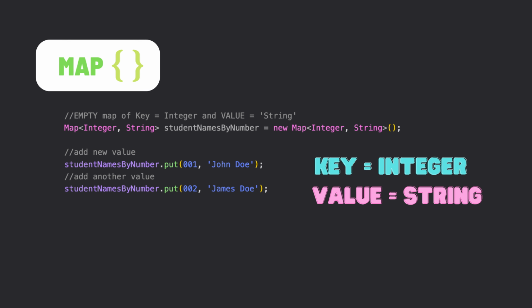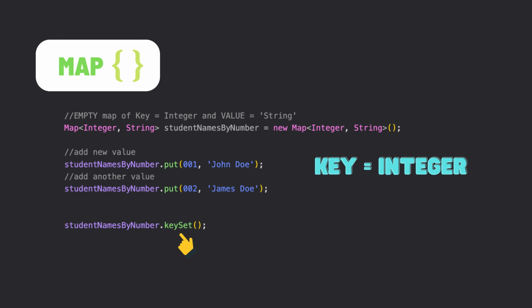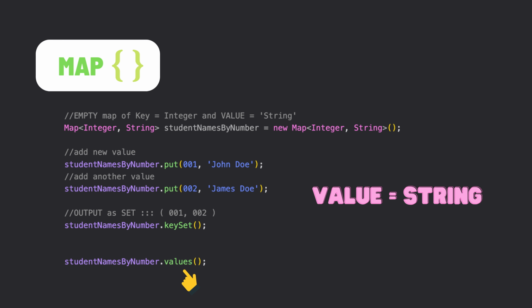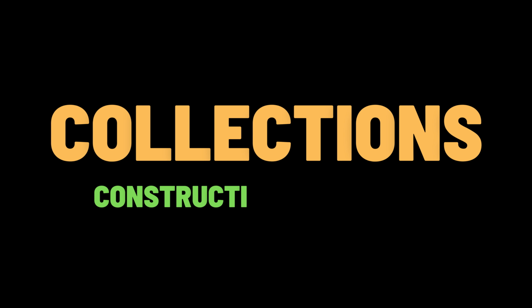Here we have a map with key equals integer and a value of string. If we want to get just the keys, we use the keySet method on that variable. This, as we know, will return a set of keys. On the other hand, if we want the values, we use the values method and we get back a list of values. Final topic, collections construction, the extended version.